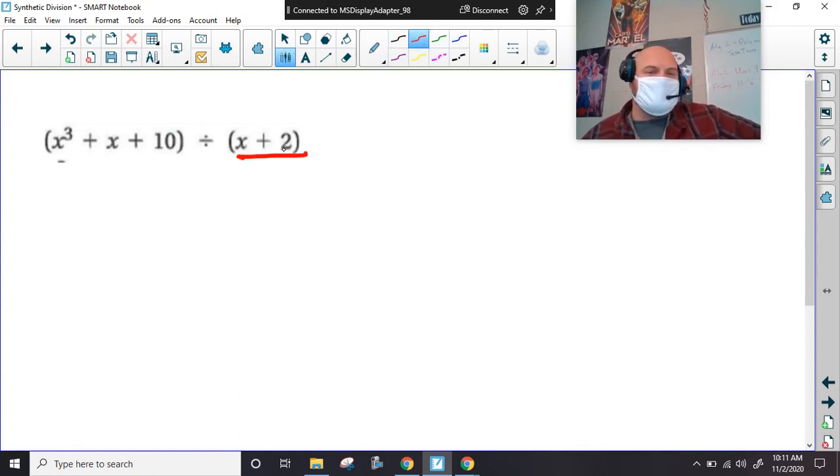This one right here, we got a +2 right here, so we put -2 in the timeout box. We don't have another x squared term, so we got to put a 0. So we're going to have 1. We got a 0 for our x squared that's missing. And if you have to do the little x squared over that, that's totally fine. So you know what's going on.